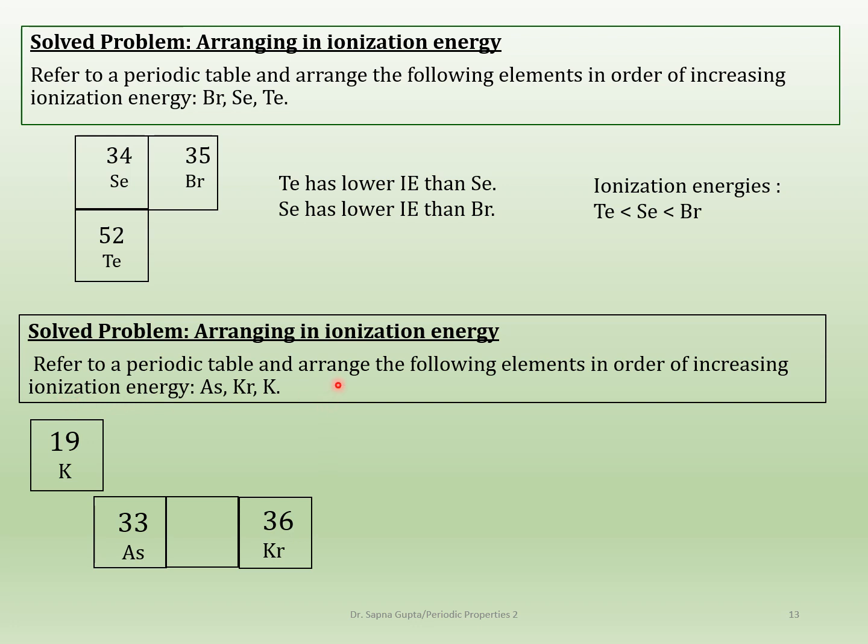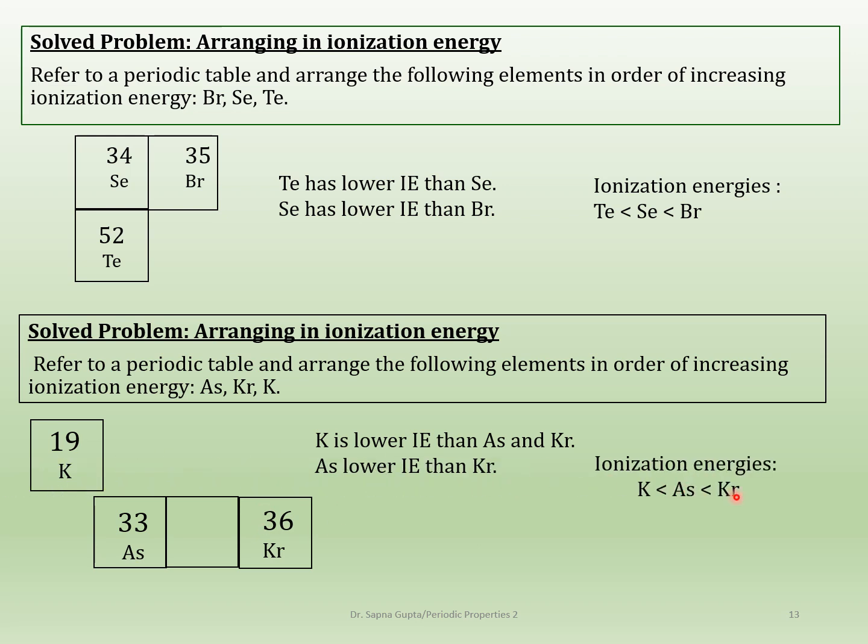Okay, and here we are looking at arsenic, krypton, and K. Krypton is a noble gas. I can just shut my eyes and say this is going to be the highest for ionization energy. Potassium, I know, is a metal, and that should be the lowest in there. So let's go ahead and see, potassium is lower than arsenic, and arsenic is lower than krypton because krypton is on the right hand side, right? So krypton is going to be the highest, potassium is going to be the lowest. Follow the trends.